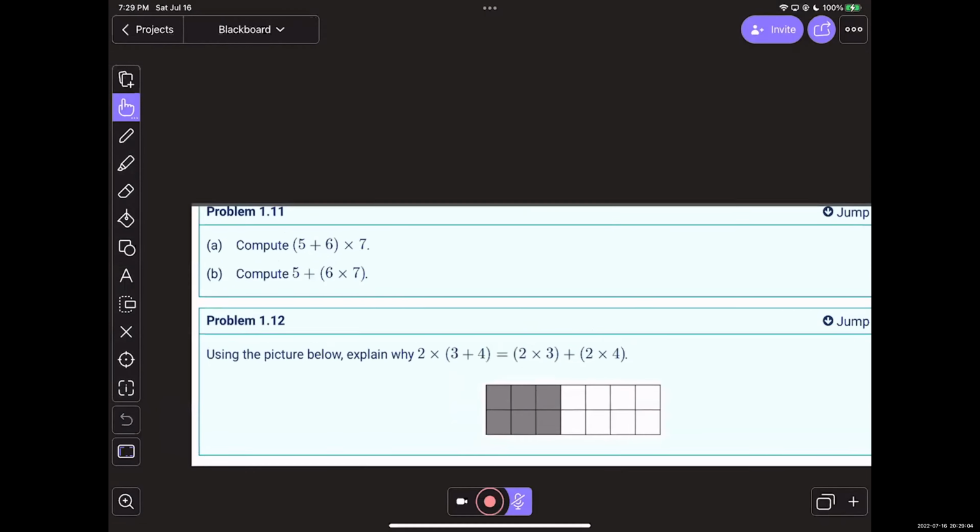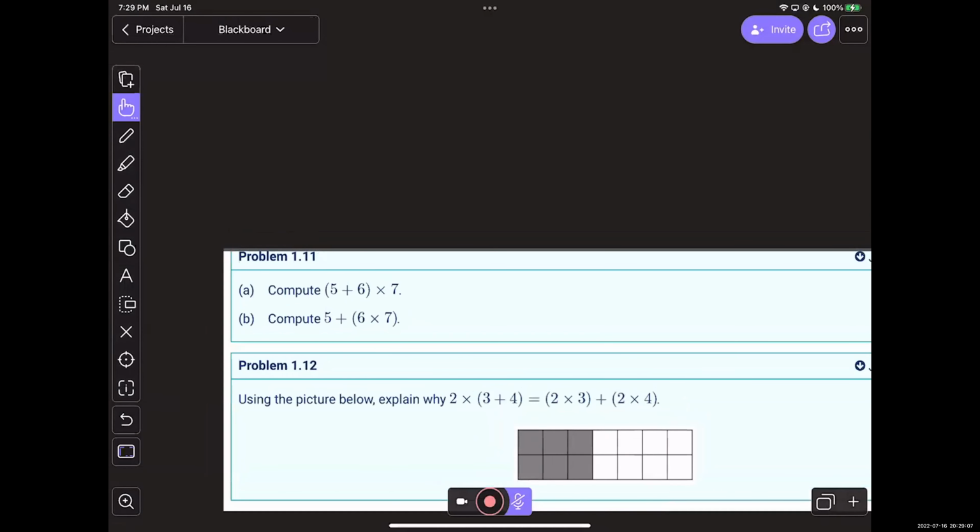Okay, so A, compute parentheses 5 plus 6 in parentheses times 7. So equals 11 times 7, which is also equal to 77. Then compute 5 plus parentheses 6 times 7. 6 times 7 is also equal to 42, and then plus 5 is equal to 47. Yep, and that's exactly it right here.